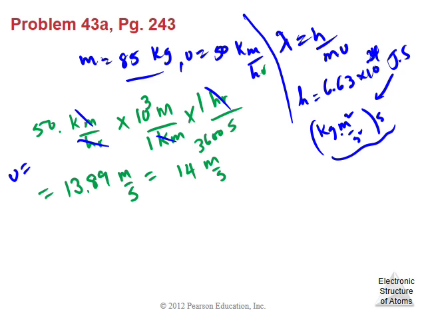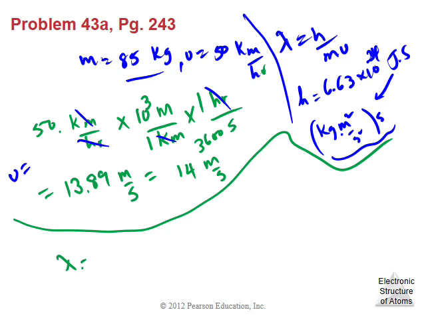Now we have everything in the right units, mass in kilogram and velocity in meter per second. Let's plug in those numbers. So now we can write down lambda equals h over mv. Now we're going to plug in numbers with the right units. 6.63 times 10 to the negative 34. Rather than writing down joule times second, I'm going to write it in terms of kilogram and meter squared. So kilogram meter squared per second.